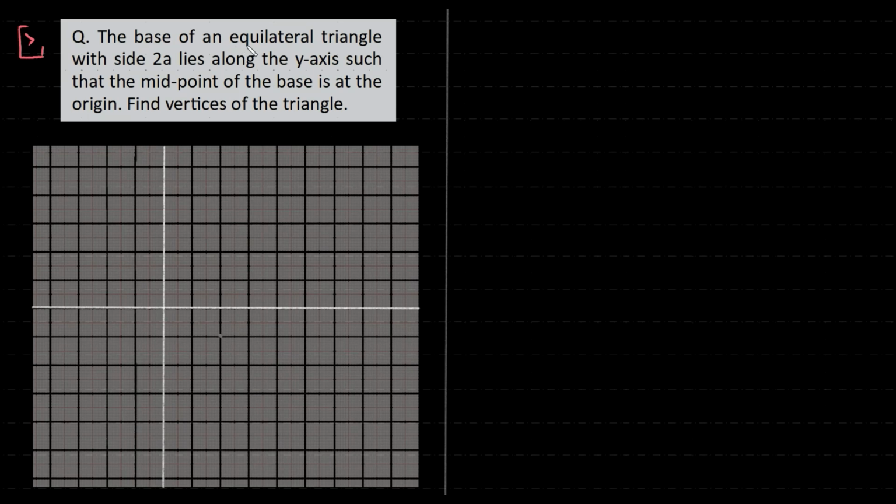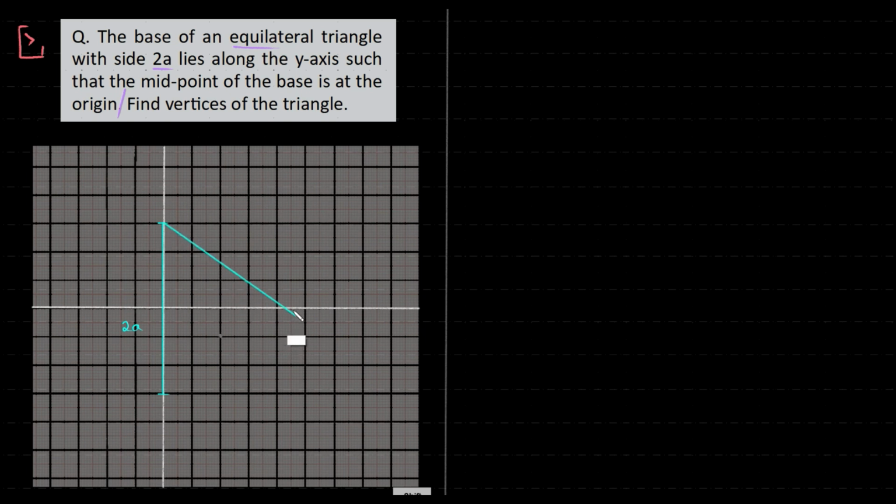The base of an equilateral triangle with side 2a lies on the y-axis such that the midpoint of the base is at the origin. Find the vertex of the triangle. So what we have here is a triangle which is going to have its base along the y-axis. So basically something like this. So this entire length is 2a.